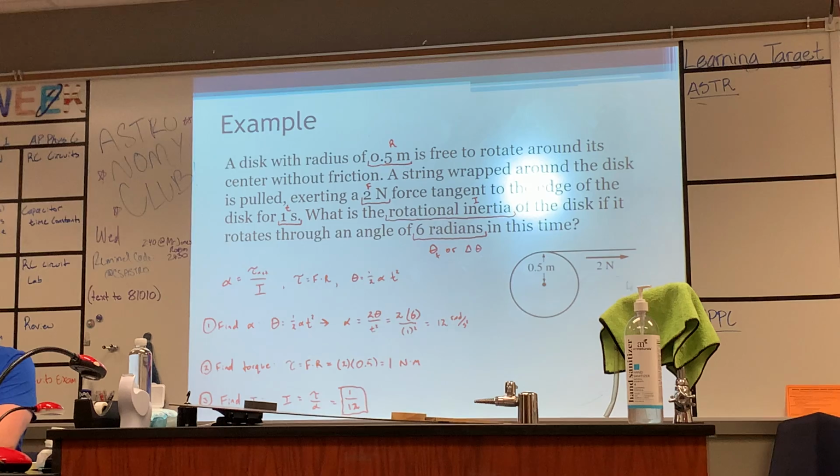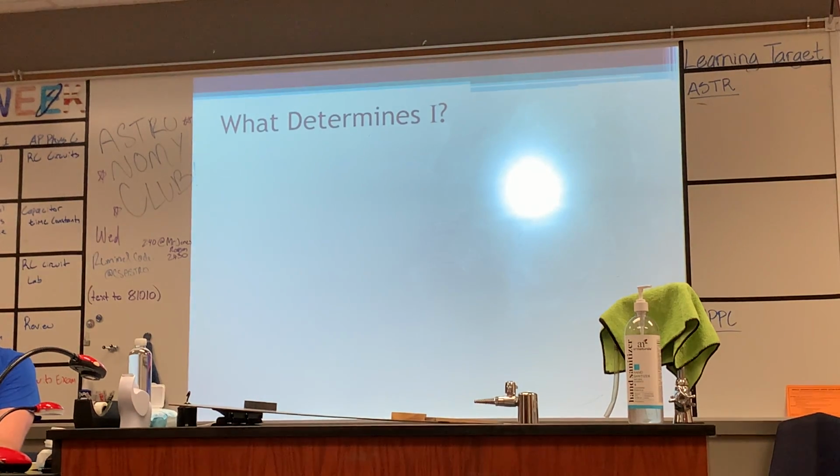All right, so now, guys, the big question is, okay, so this is great. We can determine the rotational inertia of something in this kind of roundabout way. This is a very experimental way of determining the rotational inertia, but is there an easier or a more direct way? What determines I? In other words, what properties of an object determine the rotational inertia?